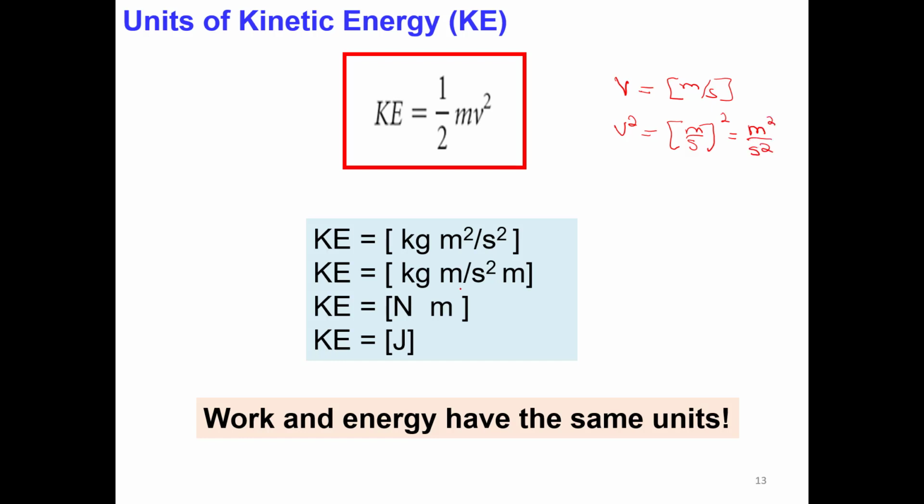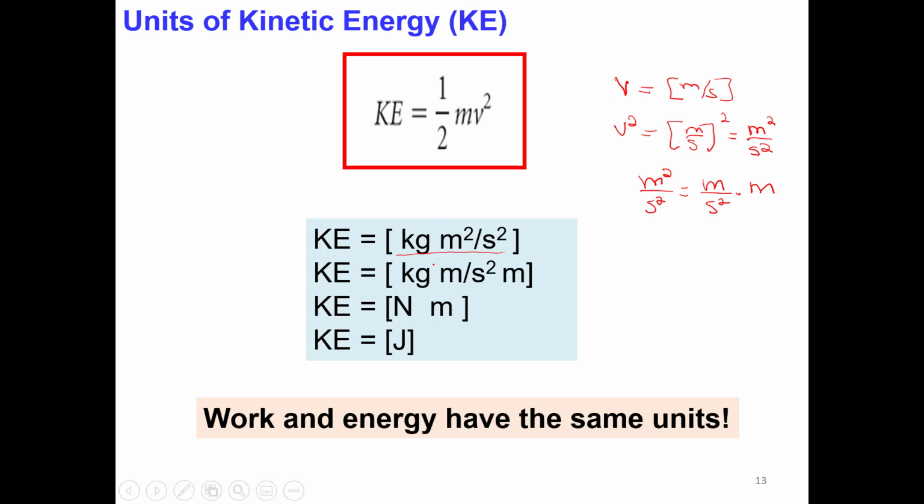And this is why we have here kilograms meter squared over second squared. We can rewrite this one like meter per second squared times meter. Yes, we can multiply and we can rewrite this like meter per second squared times meter. This is what we are doing there. We can rewrite this one like this.